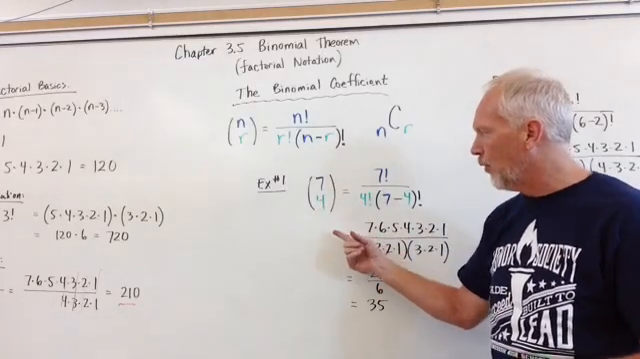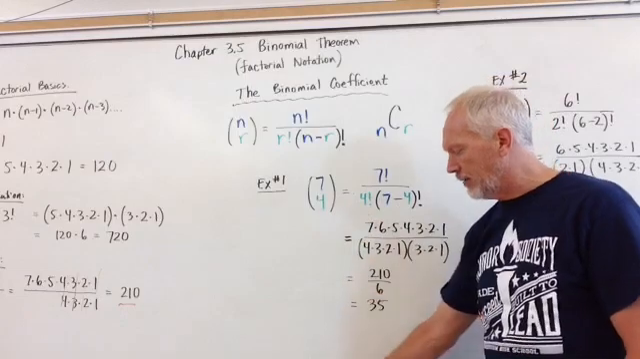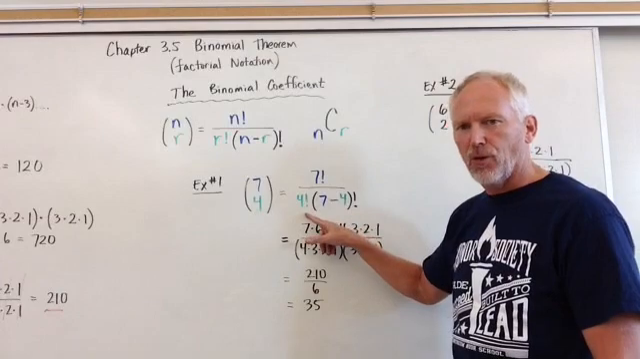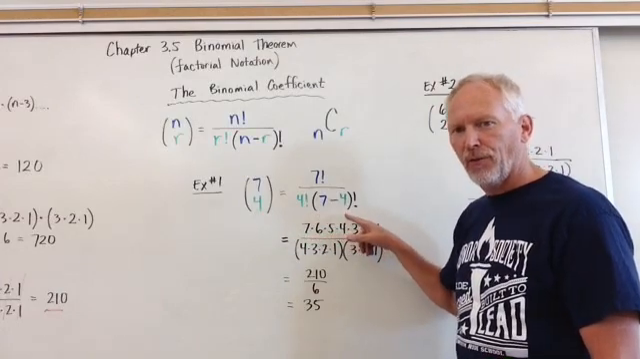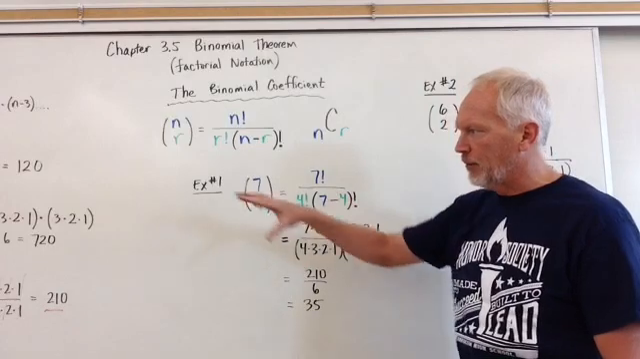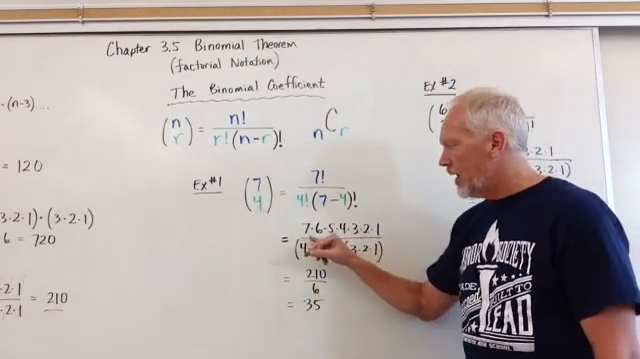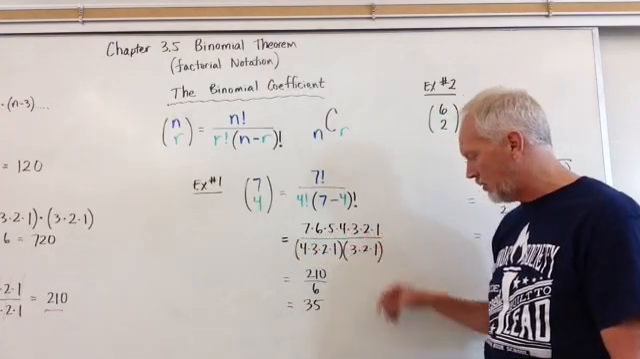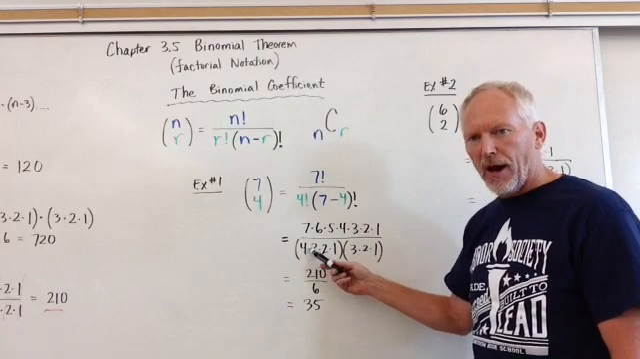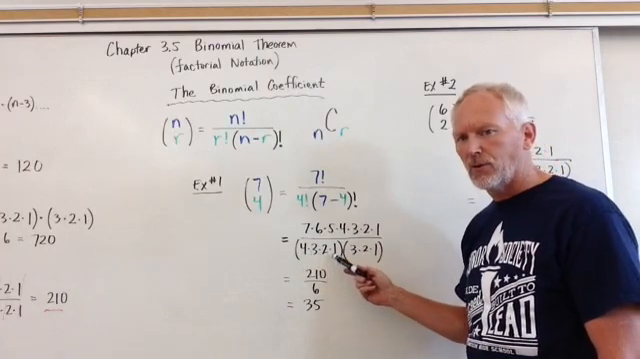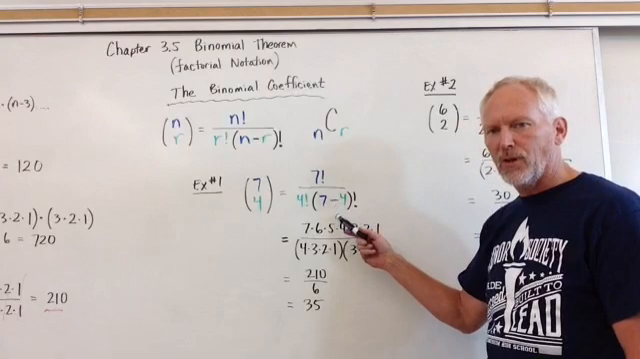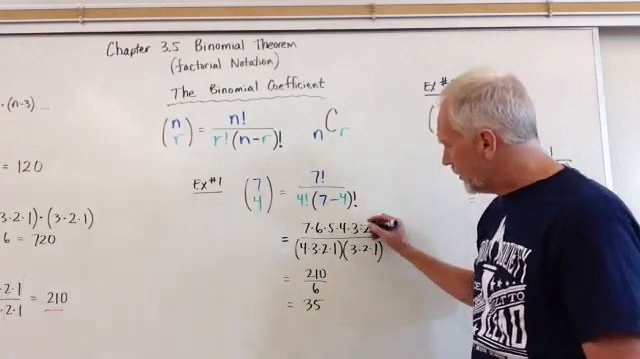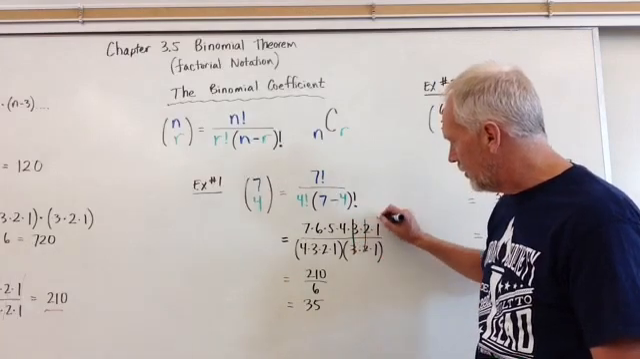7 choose 4 is equal to 7 factorial divided by 4 factorial times 7 minus 4 factorial. So in this case we have a little bit of multiplication and some division going on. If we expand this out, 7 times 6 times 5 times 4 times 3 times 2 times 1 divided by 4 factorial, 4 times 3 times 2 times 1, times 7 minus 4, which is 3. So that's 3 times 2 times 1. Well, in division, we can simplify the 3s, the 2s, and the 1s.